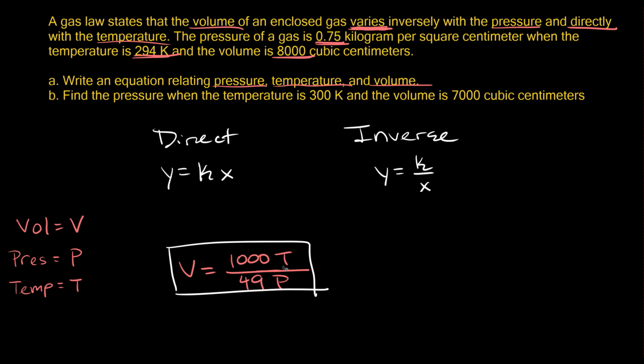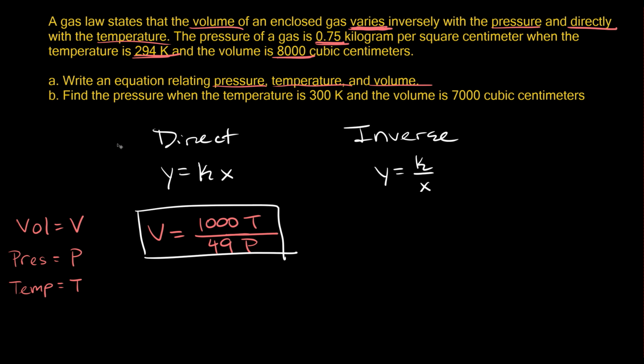So this would be our final answer for part A. Now let's do part B real quick. Part B just says, find the pressure when the temperature is 300 Kelvin and the volume is 7,000 cubic centimeters. Now that we know what the combined variation formula is, let's rewrite it so we can solve for the pressure, because that's what we're going to be looking for this time, okay?